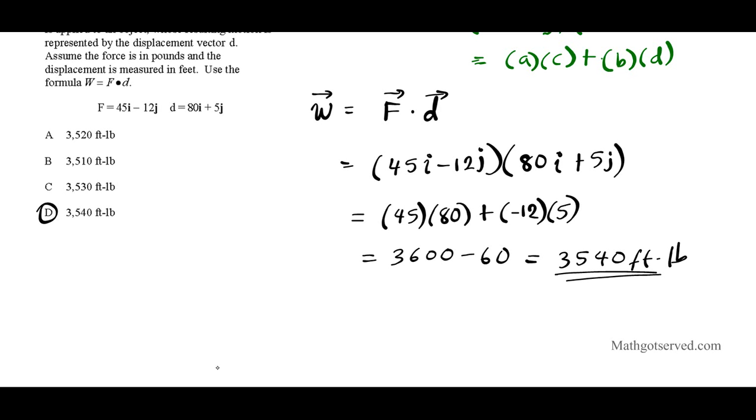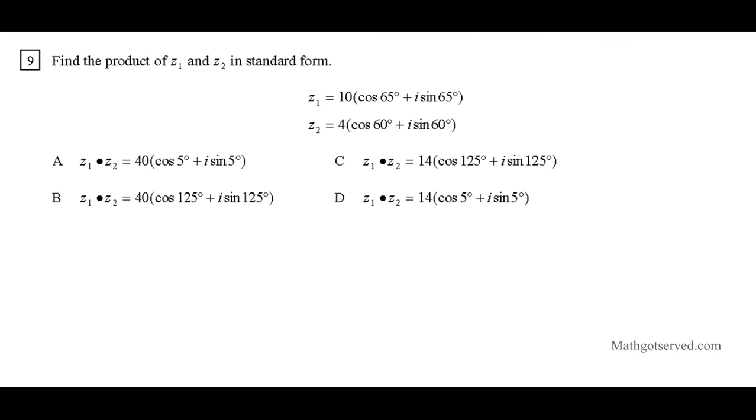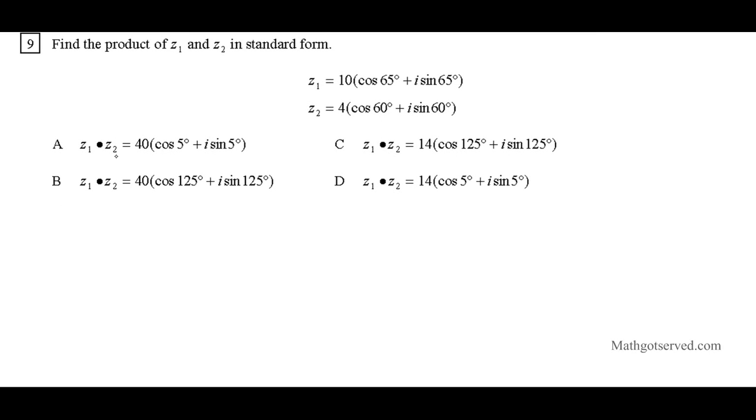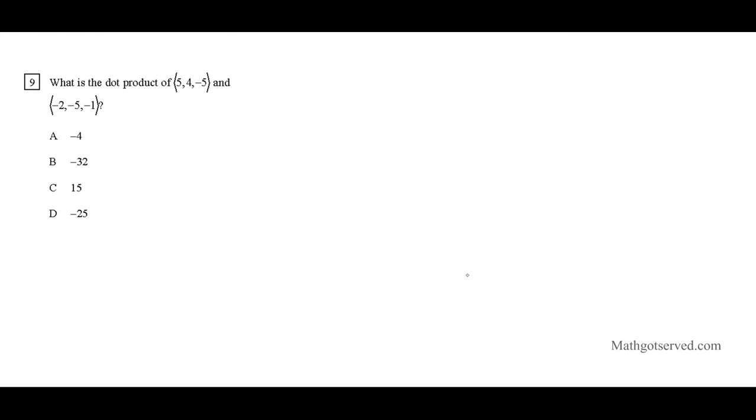All right, let's move on to question number 9. Question 9 says find the dot product of z1 and z2 in standard form. So we have two vectors written in polar form, and we're asked to find the product of these two numbers. Okay, I kind of got it mixed up. This is the correct number 9. So yeah, let's do this one instead.